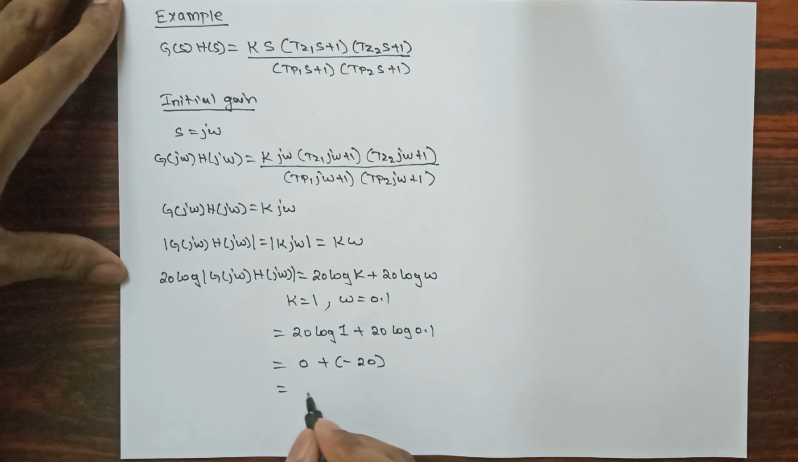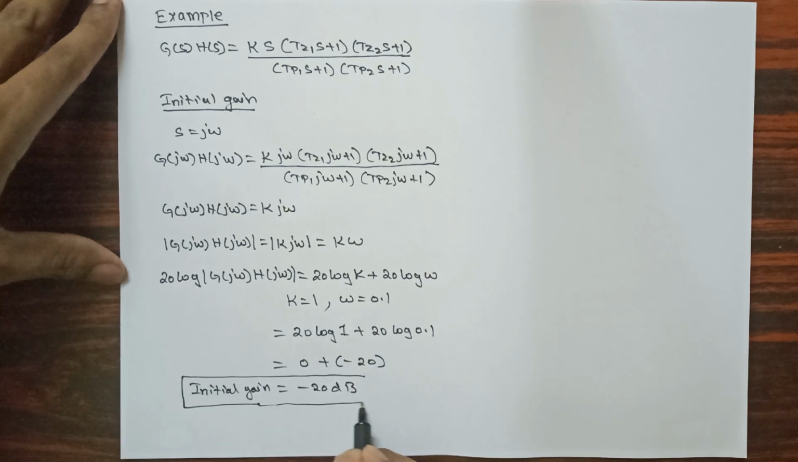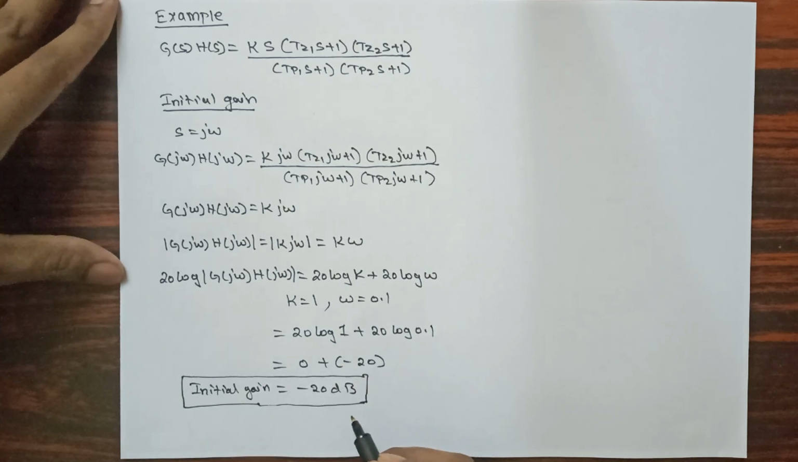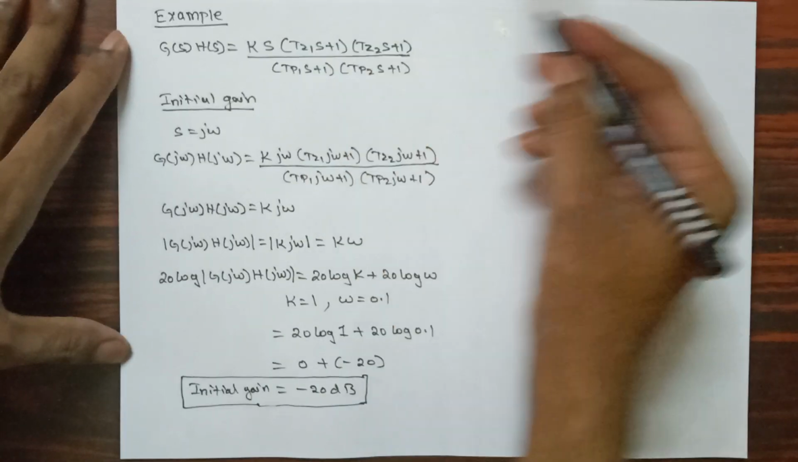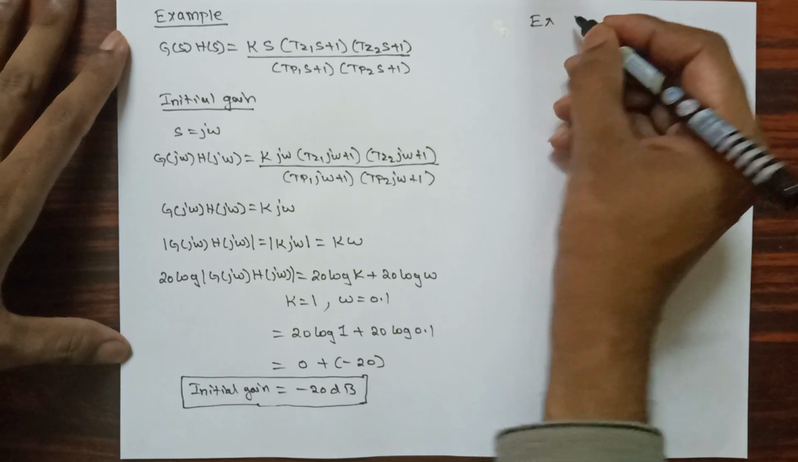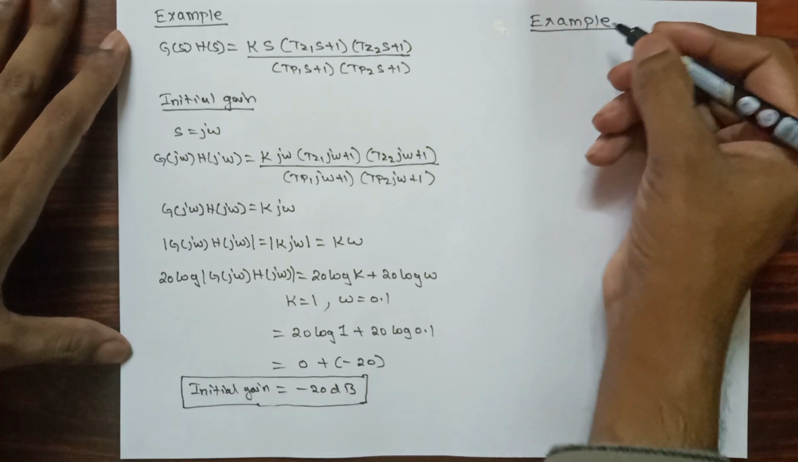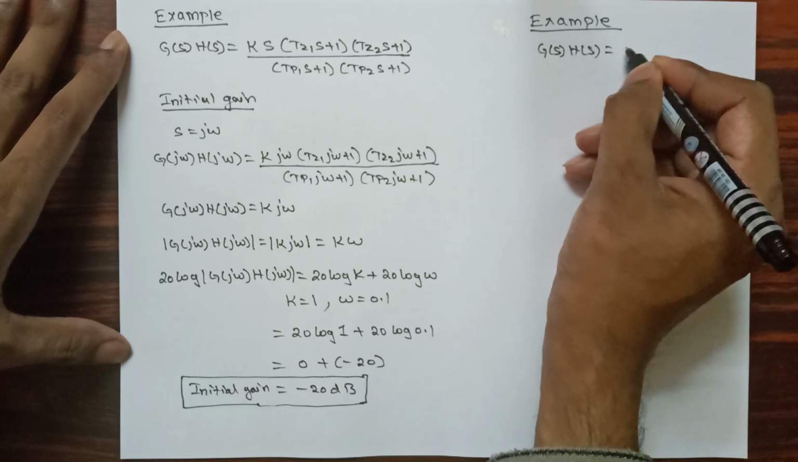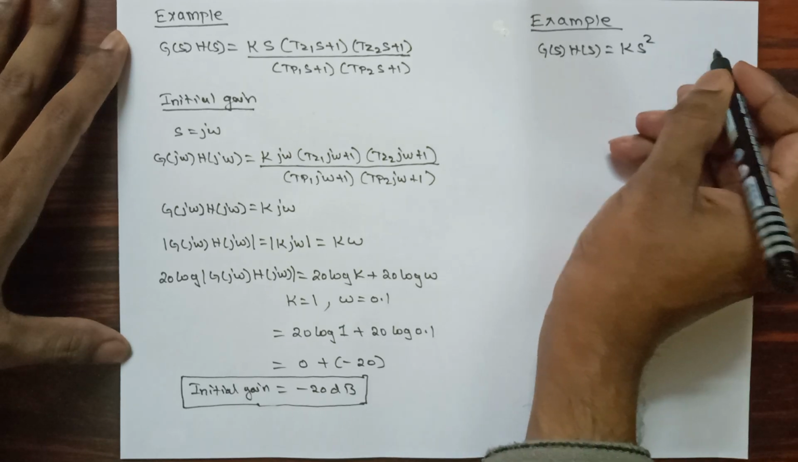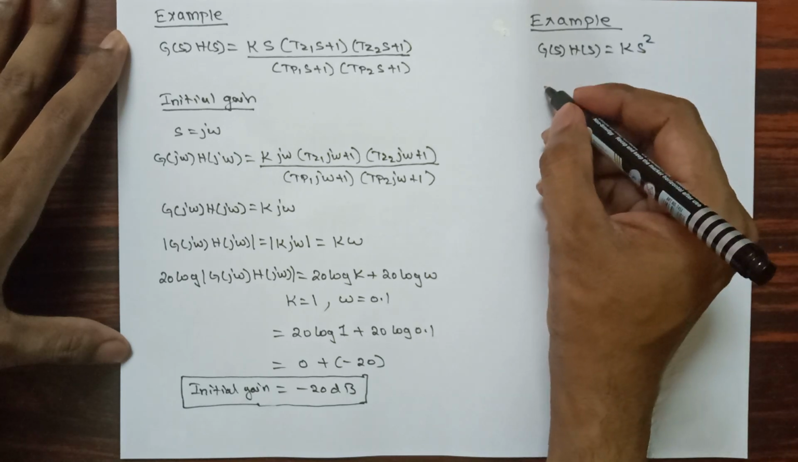So therefore here the initial gain is minus 20 dB. In this way we are going to calculate the initial gain. Now in the next example, if I consider g of s into h of s is equivalent to k into s square along with the other terms, in such case we are going to find the initial gain.